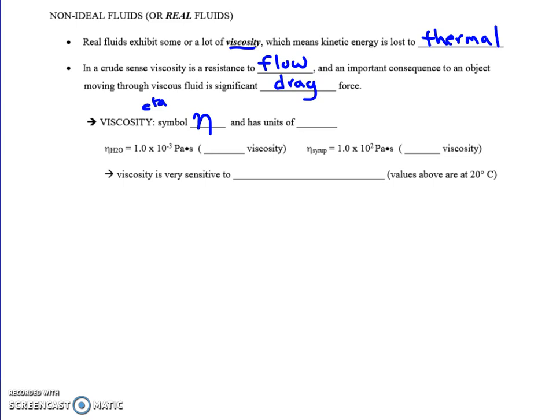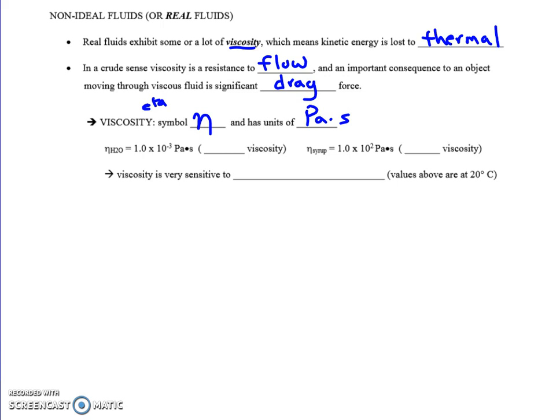I'm not going to give the actual equation for viscosity because it's not necessary to know, but we do want to know the proper units. The proper units are Pascal seconds. Okay, so it's kind of an odd unit. We could break a Pascal down to a Newton per meter second and then go from there, but right now we'll leave it as a Pascal second.